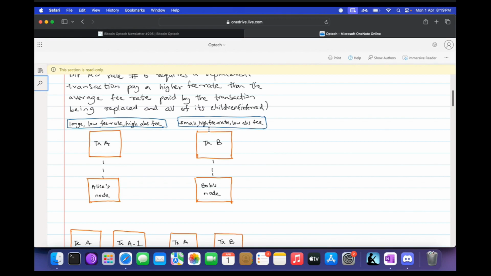What you're saying, if I understand it correctly, is that the fee rate should be the only criteria. How much you're paying per virtual byte, that should be the only criteria. That's what you're saying. Yes. Okay. What's the counter to that?